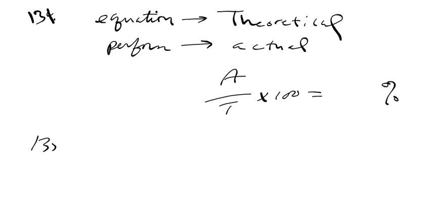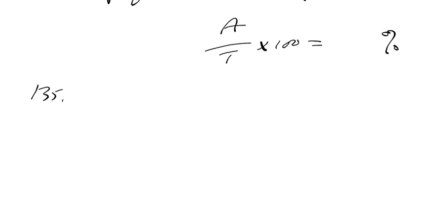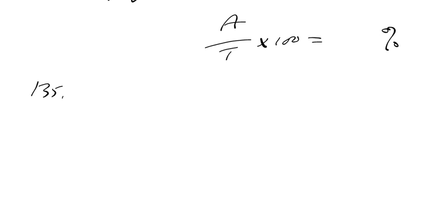135. The element chromium has 4 naturally occurring isotopes. This one's important. Use the relative abundance of each to calculate the average atomic mass.